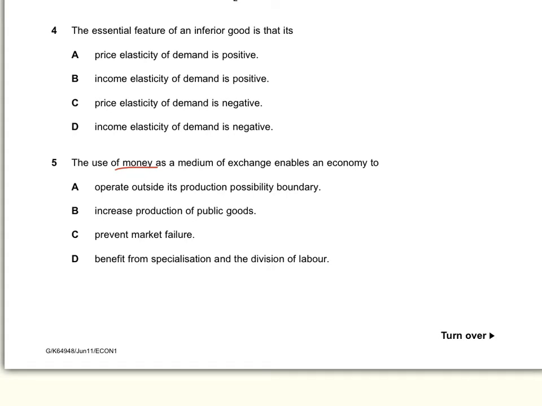Question 5 is a question to do with the importance of using money in a developed economy. You see this question every so often. So money is a medium of exchange. It just allows us to exchange in shops rather than having to barter and swap. Usually, medium of exchange relates to concepts of division of labour and specialisation.